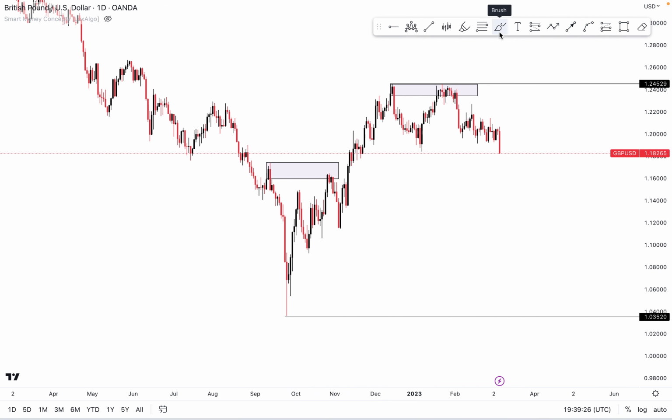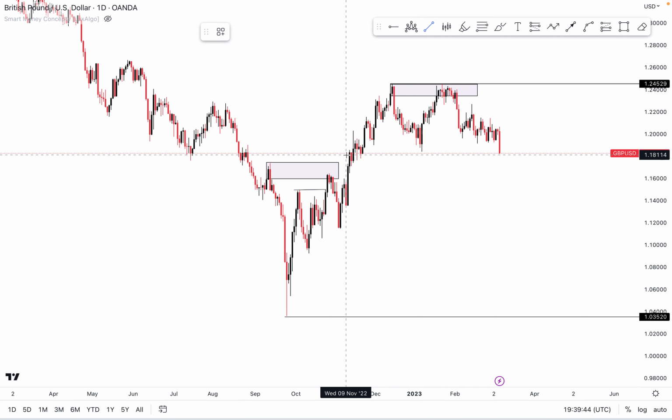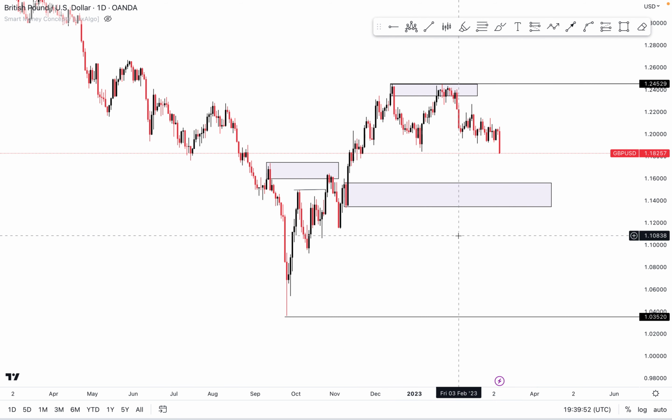So price violated supply here and violated demand here and changed character. Push, tap into the supply zone, drop a little bit. Demand took over again, and you see this is the new demand zone price left behind. So this is how you need to plot your chart.